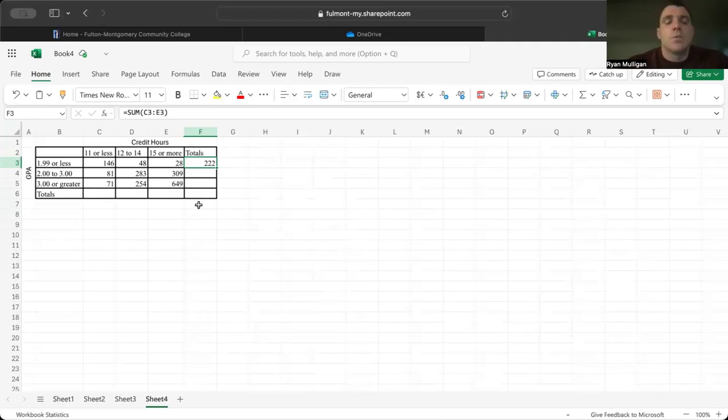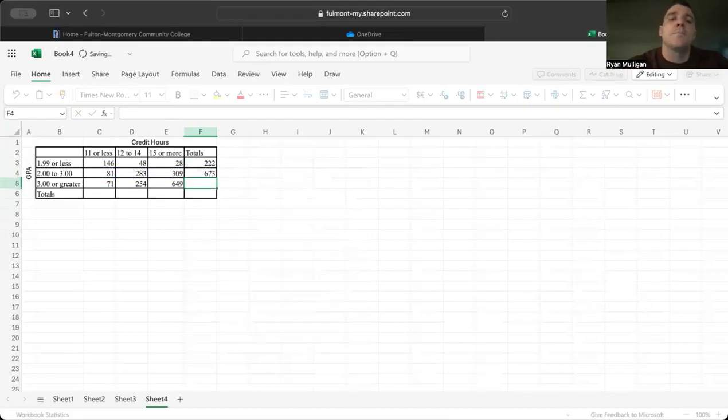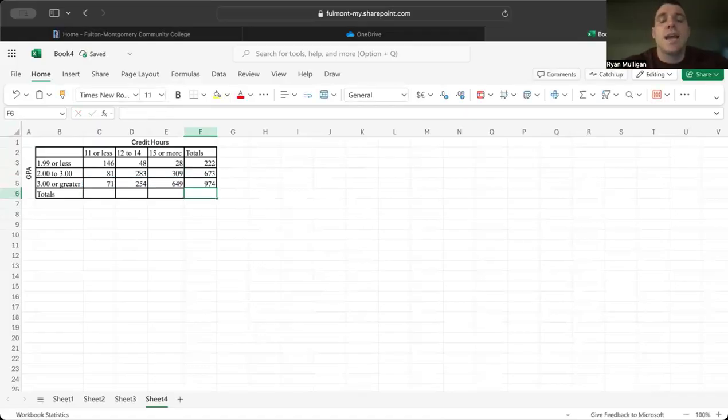Okay. Then what I would do is I would add up the next row. Okay. And this would be students that had a 2 to 3 GPA. And that's 673. Okay. And then my last row, I'm going to add them all up. And this would be 974 students who had a GPA of 3 or greater. Okay, so now I've answered how many students fall into each of the GPA row categories.